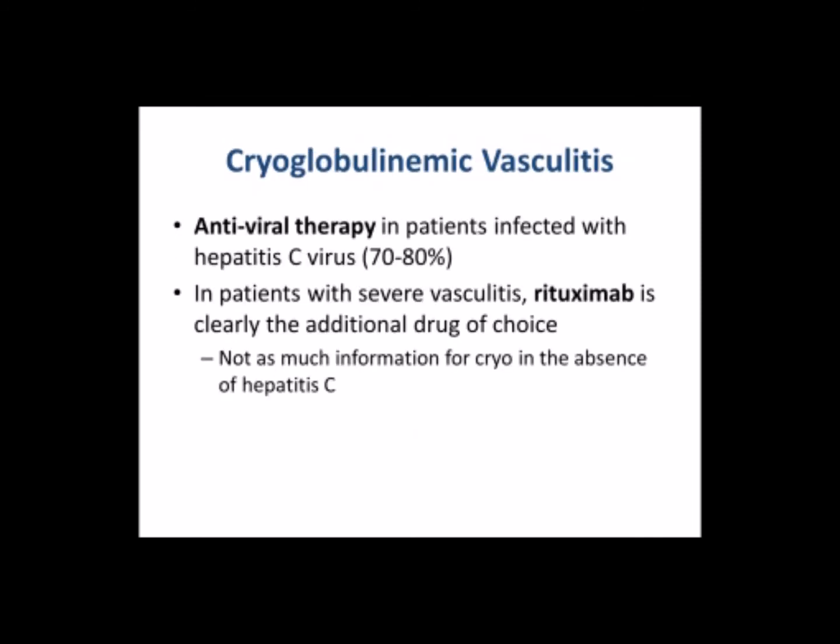Another of the big advances in treatment of vasculitis is in cryoglobulinemic vasculitis. For starters, probably 70% of patients overall have hepatitis C virus infection, and if their vasculitis isn't that bad, then antiviral therapy alone works.